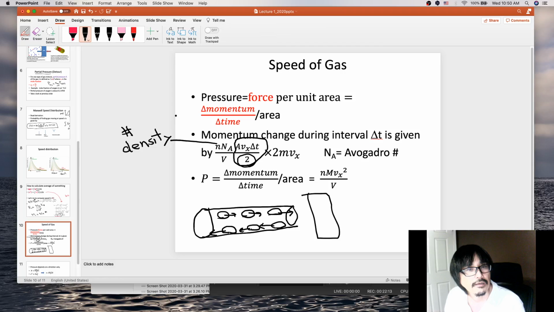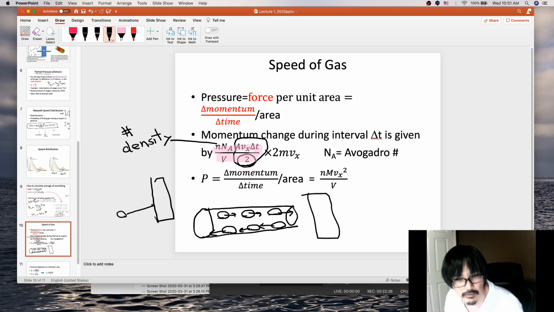So this portion right here is going to give you the number of collisions during the time interval t. And each time that the molecule actually collides, the particle is going to move that way and then bounce back, right? With the speed of v and then minus v, right? So what's the momentum change?